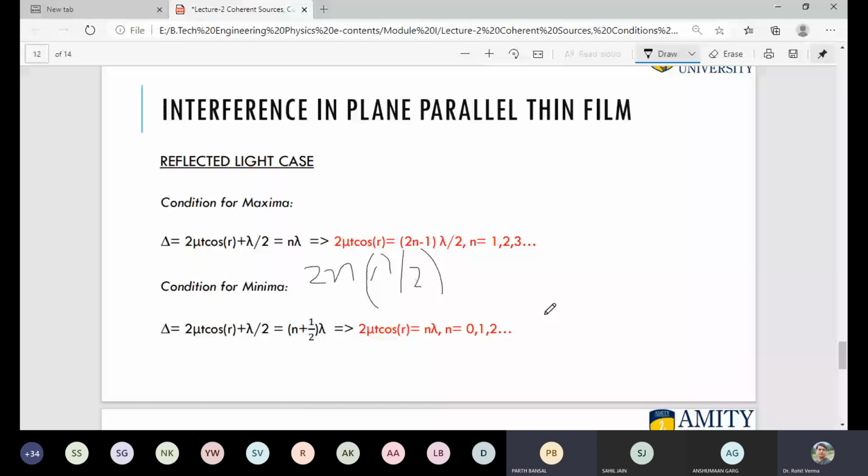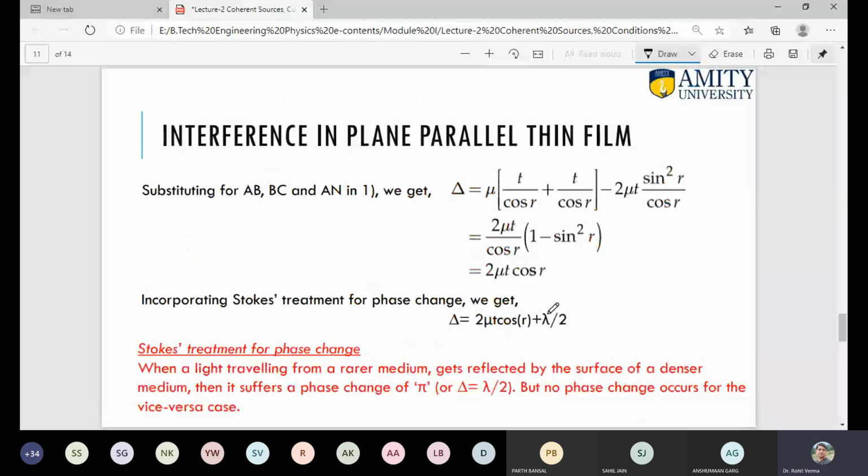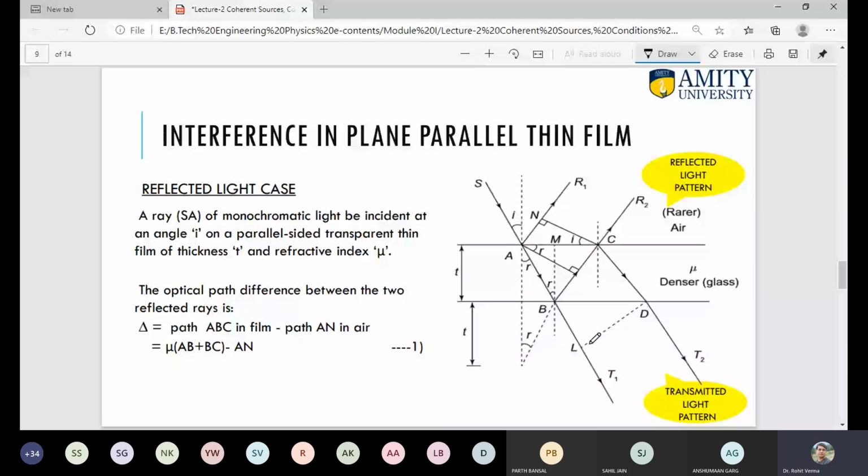Okay, sir. So this is the interference phenomenon which we have discussed in the reflected light case. There will be interference phenomena for the transmitted light also, because we are getting transmitted rays also. As we have discussed this phenomenon for the reflected light case, for this case also we will proceed in the same manner. The same geometry we have to apply.